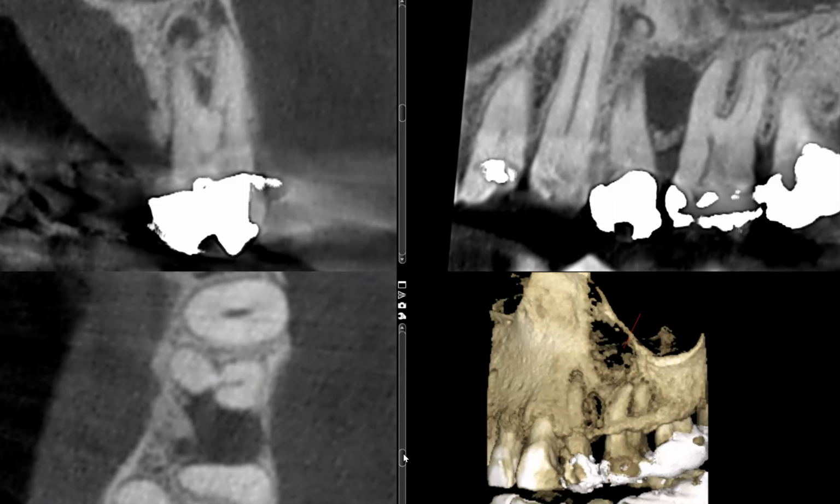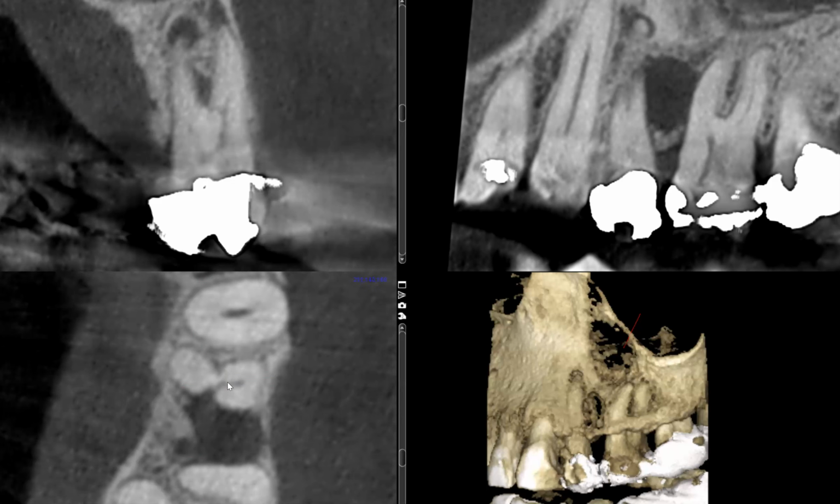So because of that feature that I'm seeing, I don't think the recommendation for biopsy is indicated, in my opinion, at this point, that we can do a root canal and see where this is going. And I think it will heal fine.